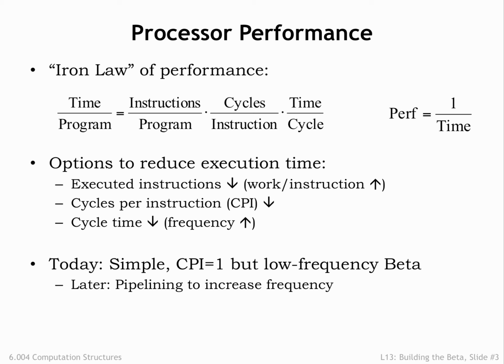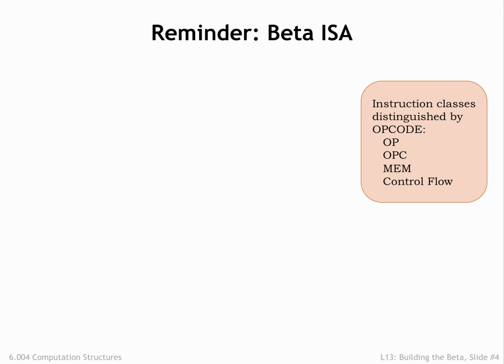The combinational paths in our circuit will be fairly long, but as we learned in Part 1 of the course, this gives us the opportunity to use pipelining to increase our implementation's throughput. We'll talk about the implementation of a pipeline processor in some upcoming lectures. Here's a quick refresher on the beta ISA.